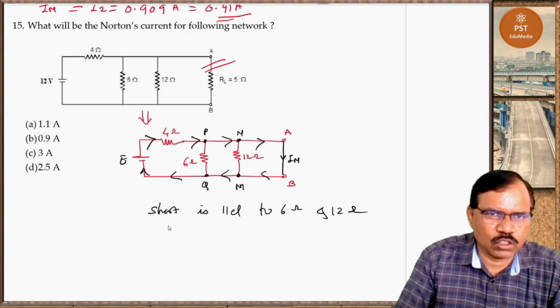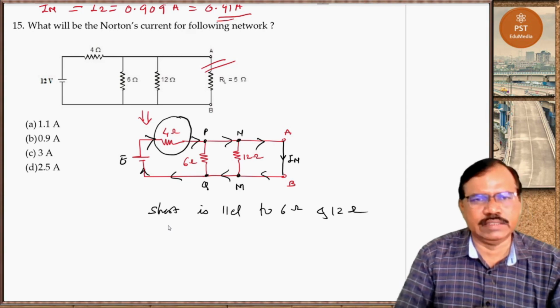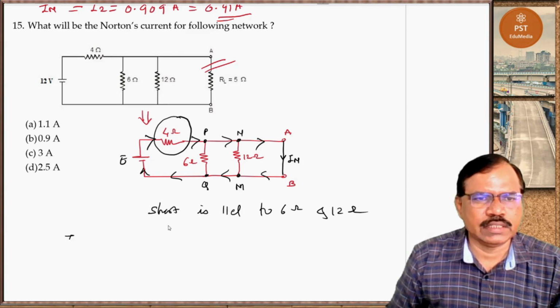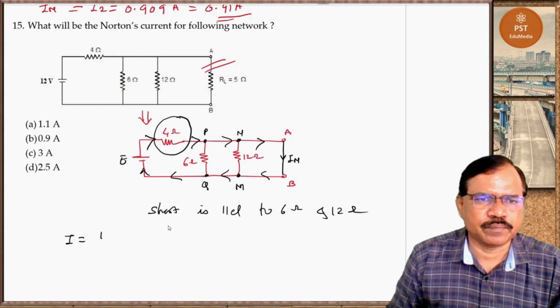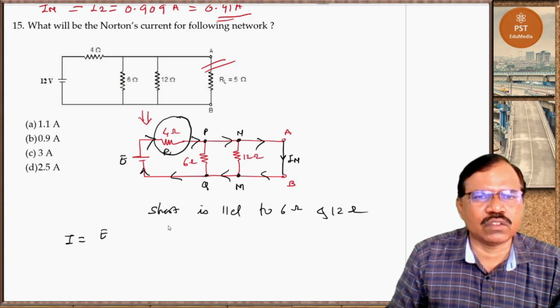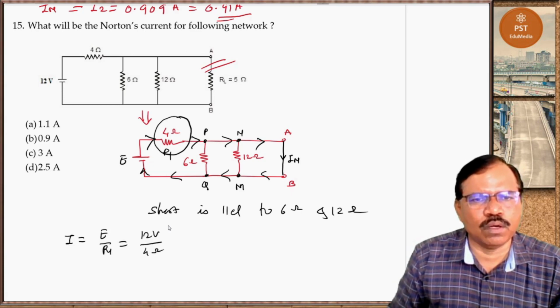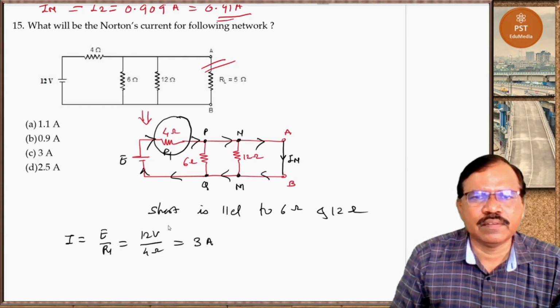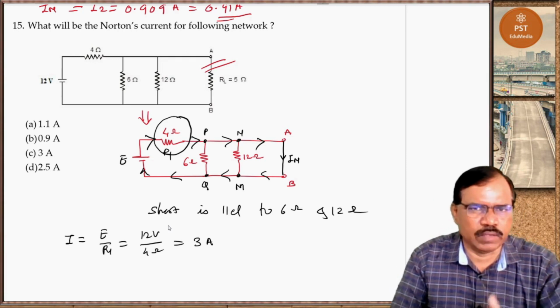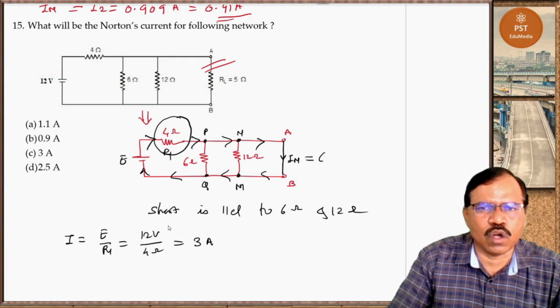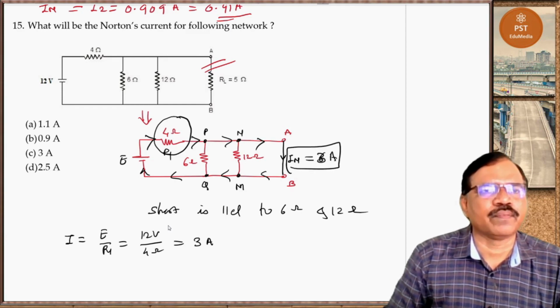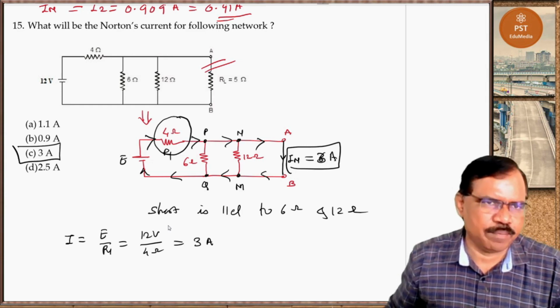So in the path of current, we have only one resistance, that is 4 ohm. So current will be equal to E upon this first resistance, let us call that R1. E is 12 volt, R1 is 4 ohm, so it is 3 ampere. Since no current flows through 6 ohm and 12 ohm, the whole current will go through the short. So IN is equal to 3 ampere.